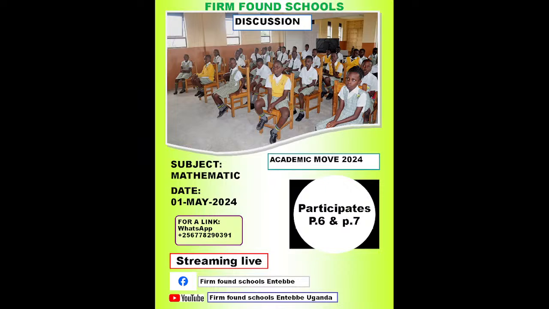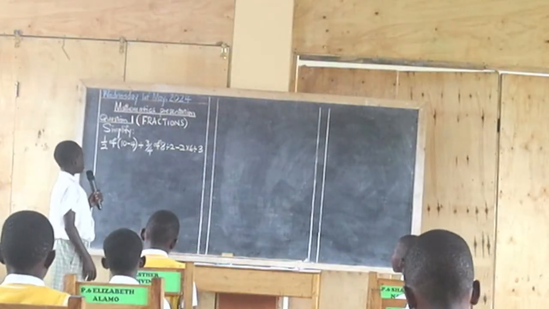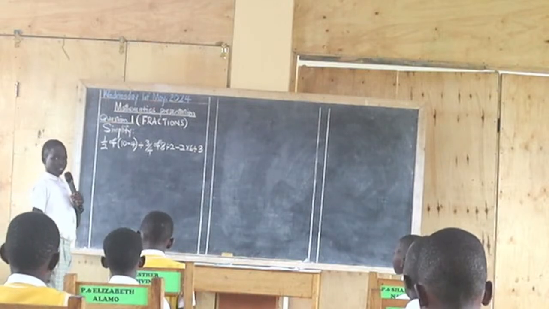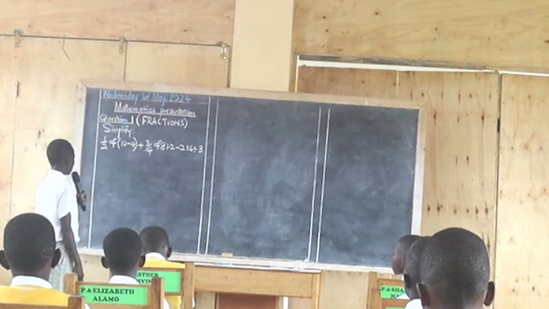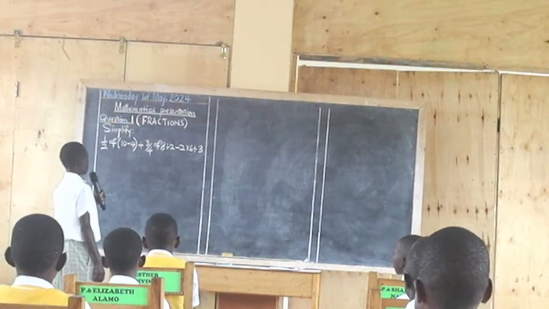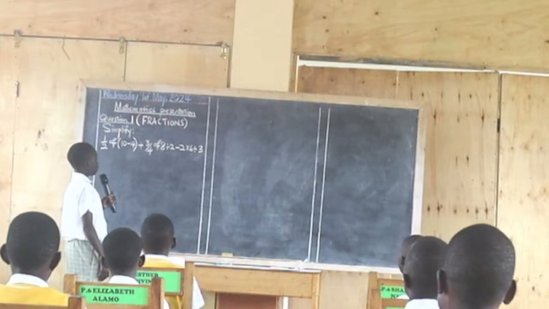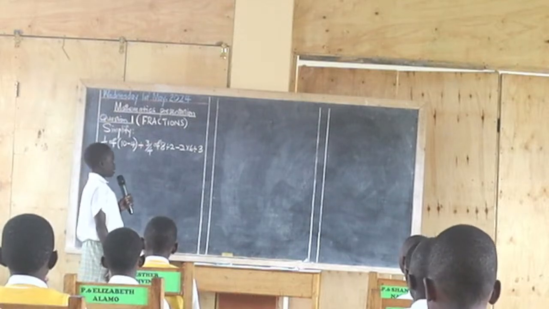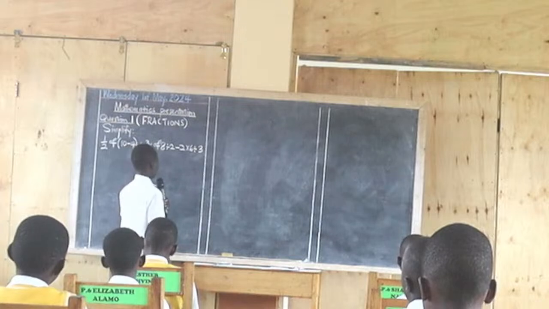Thank you so much. As we begin the mathematics presentation, I'm going to simplify the fractions. I'm going to simplify a half of (10 minus 4) plus 3/4 of 8 divided by 2 minus 2 multiplied by 6 then divided by 3. So all this refers us to BODMAS.